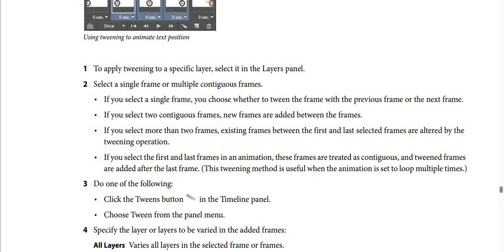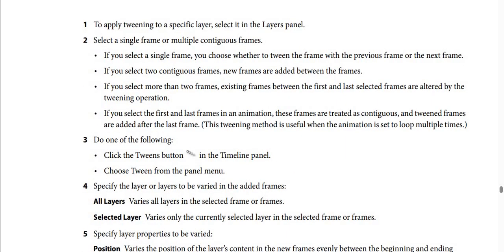Step number 4. Specify the layer or layers to be varied in the added frames. We have options here now. The first option, all layers. All layers means vary all layers in the selected frame or frames. After that, selected layer means vary only the currently selected layer in the selected frame or frames.